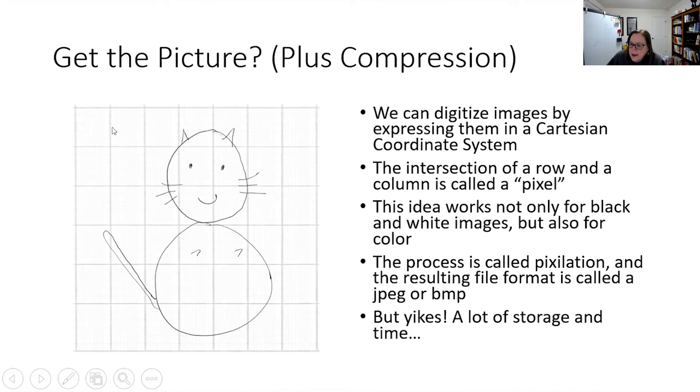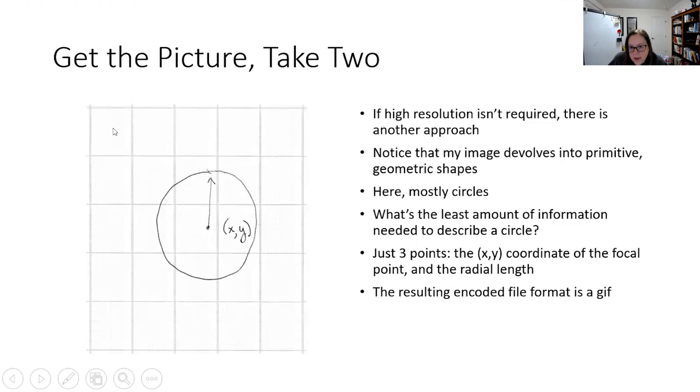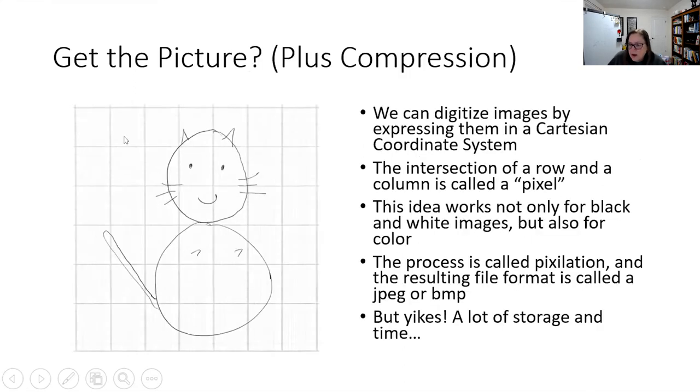I can say, go over on the top row. By convention, we label the rows with numbers and the columns with letters. And so I can say, go to A1 and don't color that in at all. There's no content there in A1. There's no content in B1. There's no content in C1.